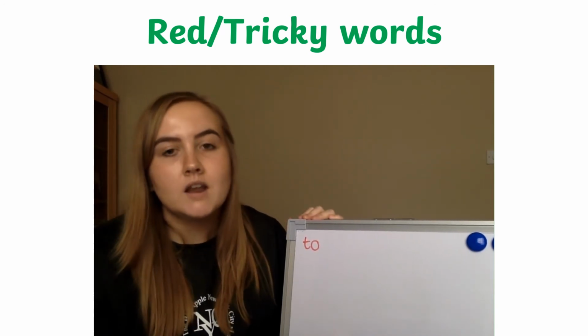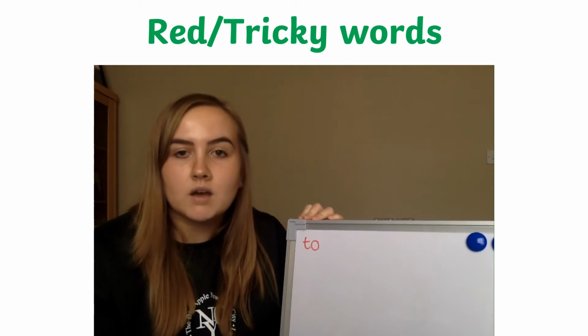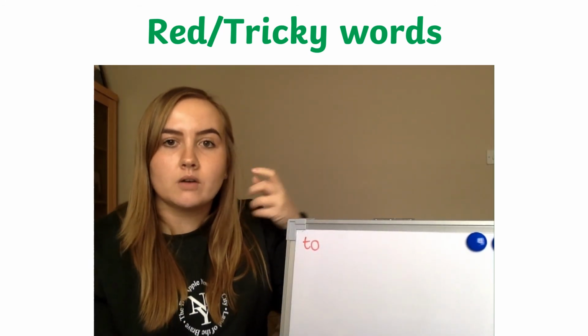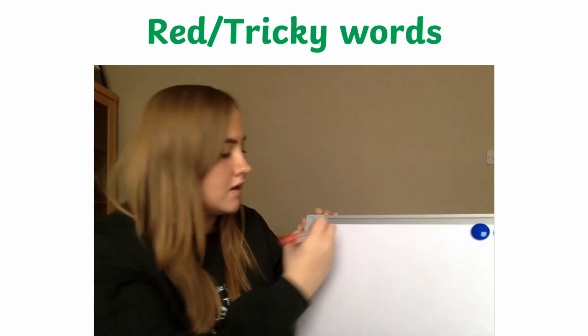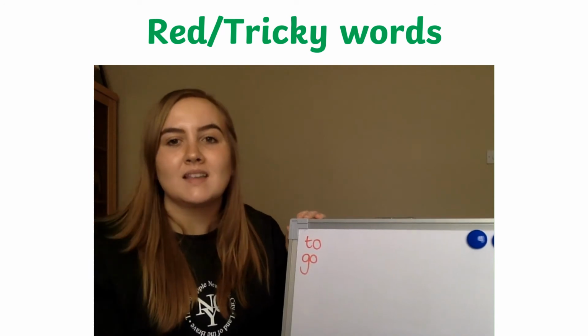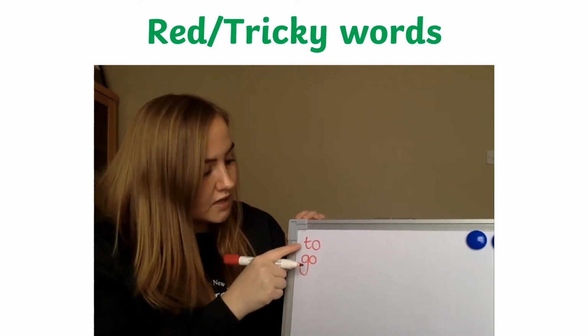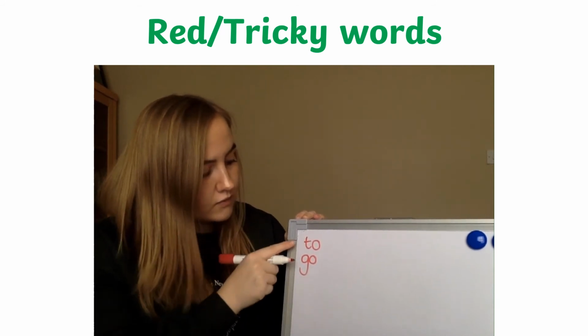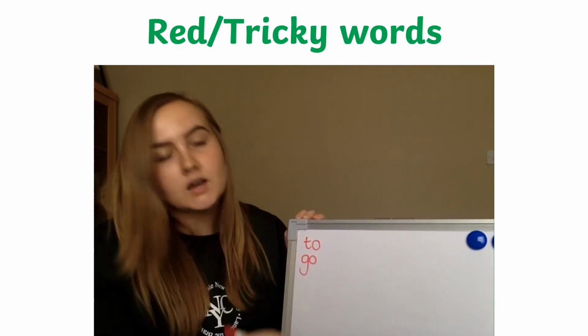Okay, so the next word you need to write is the word go. How do we spell the word go? It is G and O spells go. Fantastic, okay. So T and O spells to and G and O spells go. So hopefully you've written the word to and the word go.